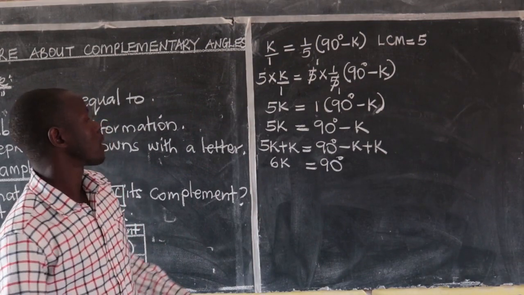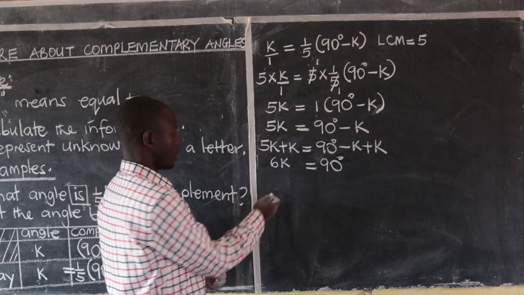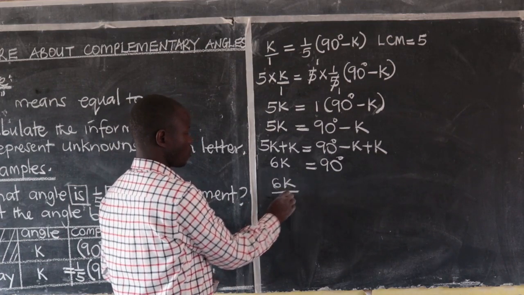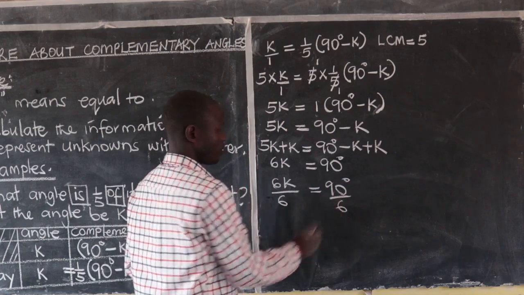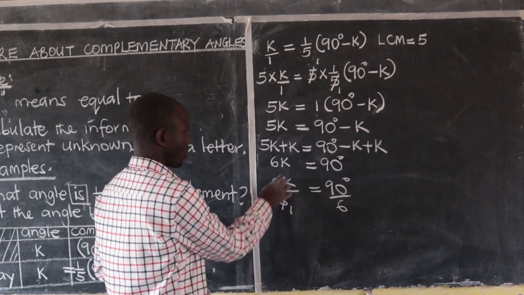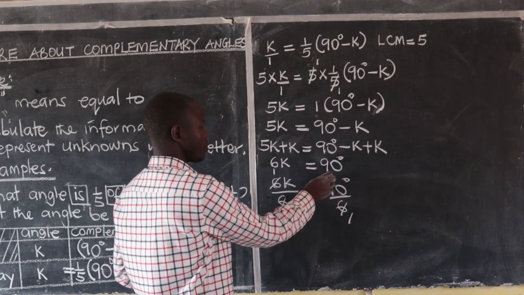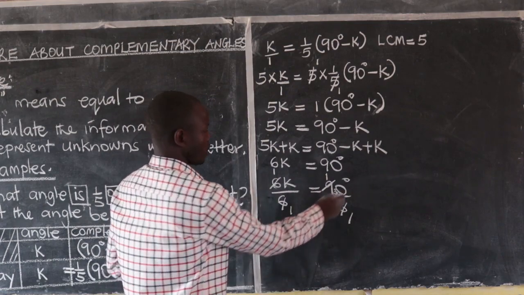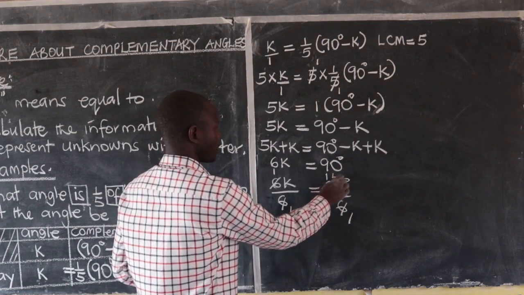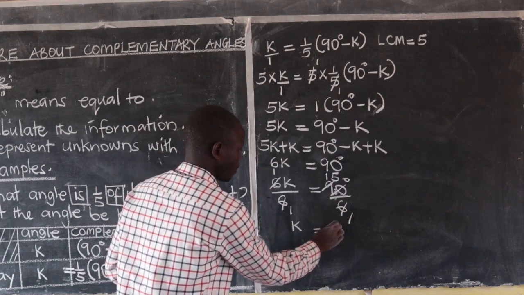And then, dear candidates, when we reach here, we have to divide by the coefficient. So 6K out of 6 is equal to 90 degrees divided by 6. 6 by 6 is 1, 6 by 6 is 1. Here, 9 divided by 6, you get 1, remainder 3. 30 divided by 6 is 5. K is equal to 15 degrees.